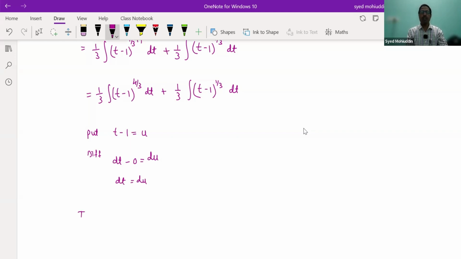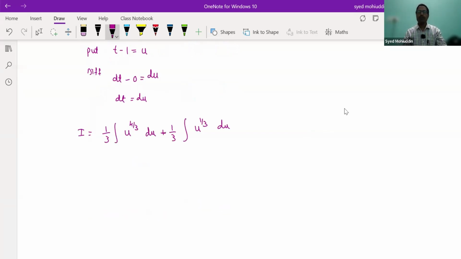So go back to the given integral. 1 by 3 integral of (t minus 1) will be u power of 4 by 3 into dt will become du, plus 1 by 3, again integral of (t minus 1) will become u power of 1 by 3, dt will become du. We know this formula. Integral of x power of n into dx will be nothing but x power of n plus 1 by n plus 1, plus the constant c.